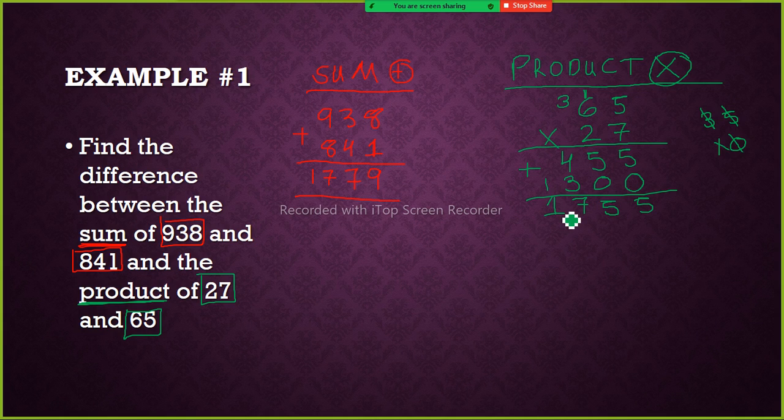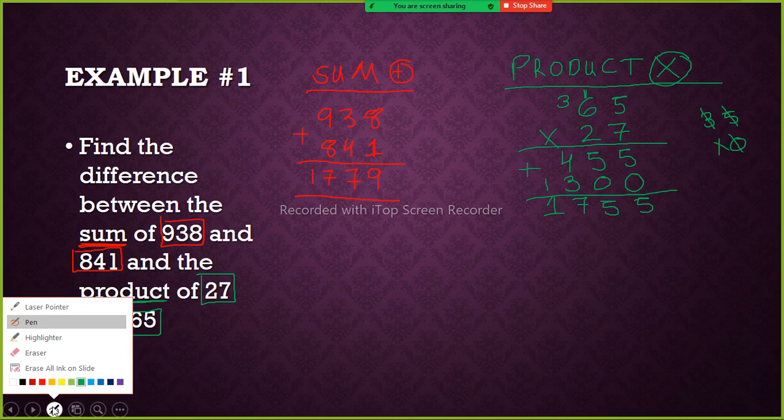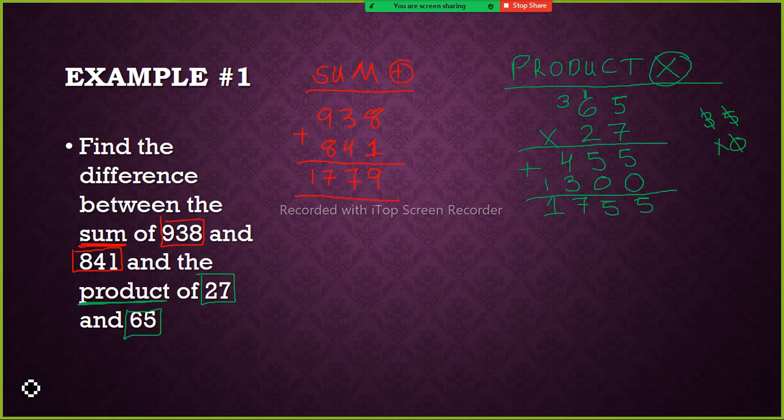Okay, so what do we do at this point? Add it? No, they said find the... Deja, what do you think we do at this point? Just subtract 1,755 from 1,779. Very good, because they say find the difference, right?